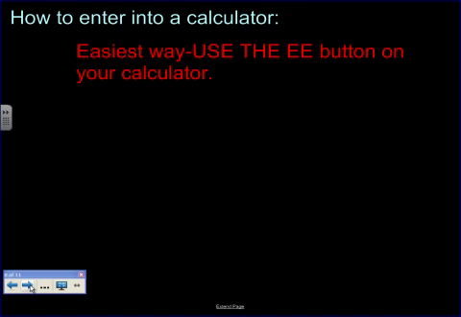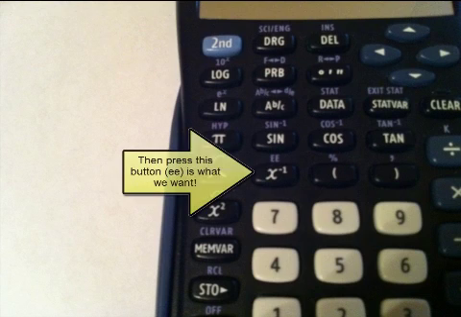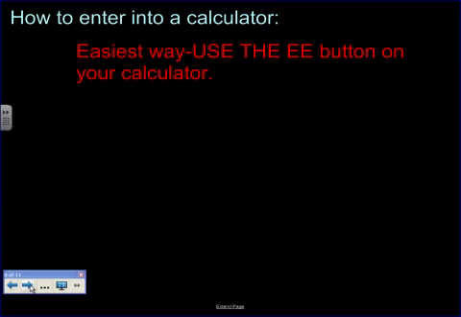Okay, so how do we put this in a calculator? Well, the easiest way is to use the EE button on your calculator. Most of the calculators in class, and most calculators, you're going to hit the second key, and then you're going to hit some other key that has an EE above it. You always want the EE. There are other ways, but this is the easiest. I'm going to show you here exactly how to do it.